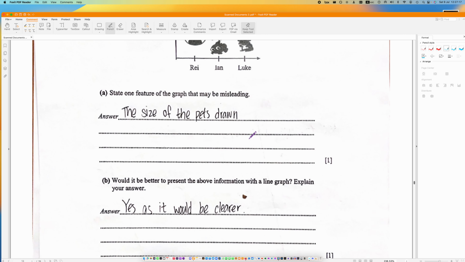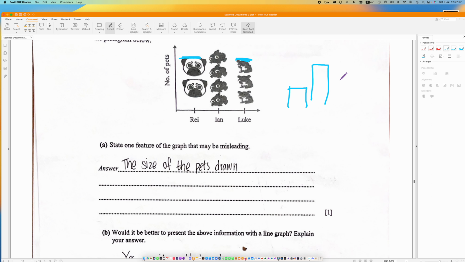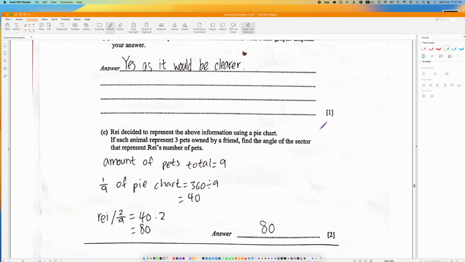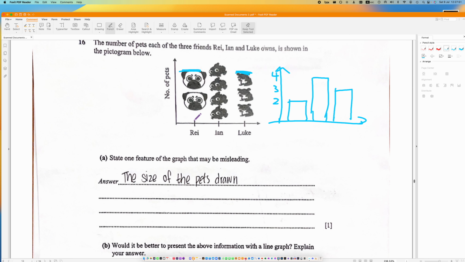So would it be better to present the bird with a line graph? Is a line graph better or a bar graph better? Line graph, because a line graph is purer. I think a bar graph also can. So 2, 4, 3. Can this work? I think it can. So decided to represent the above with a pie chart. So how many in total? 9. Yes, total 9.